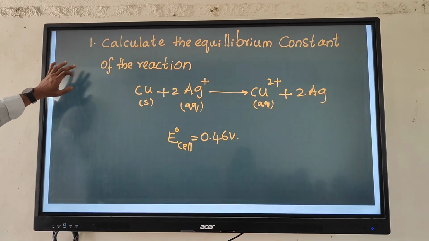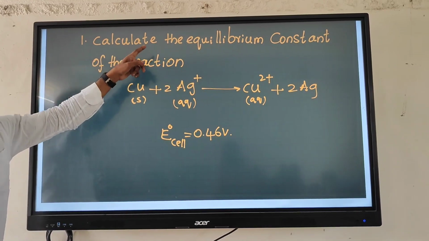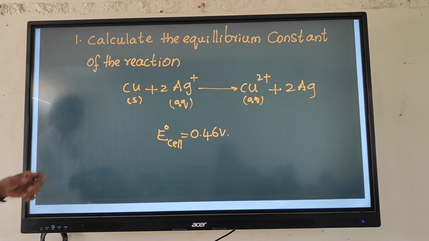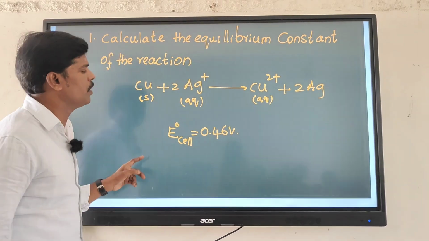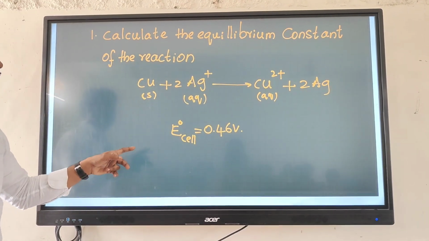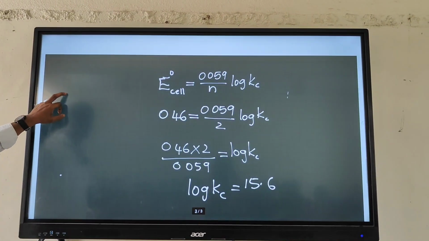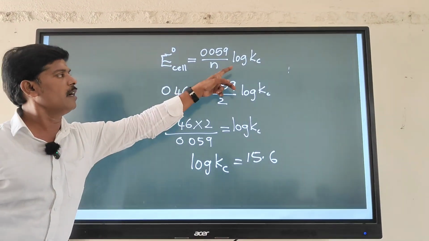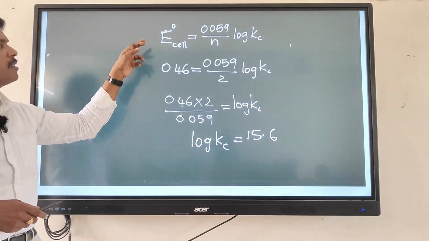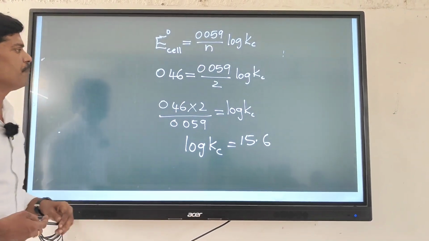Let me explain another problem related to Kc and the equilibrium constant. Here calculate the equilibrium constant of the reaction Cu plus 2Ag+ gives Cu2+ plus 2Ag. The standard electrode potential is given, that is 0.46 volts. So we know the relation between standard electrode potential and equilibrium constant: E0 cell is equal to 0.059 by N into log Kc.